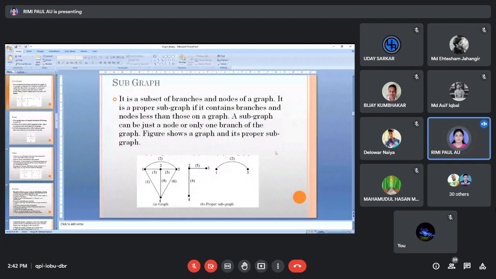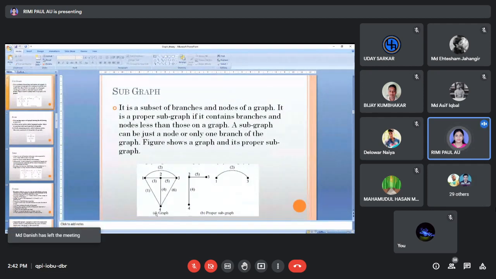Okay, so this is a subgraph. That means it is a subset of branches and nodes of a graph. This is a graph, as we have seen previously. And if I take some nodes, suppose we are taking nodes 2, 3, 4, and this contains two branches, so this is known as one subgraph. So it is a subset of branches and nodes of a graph.